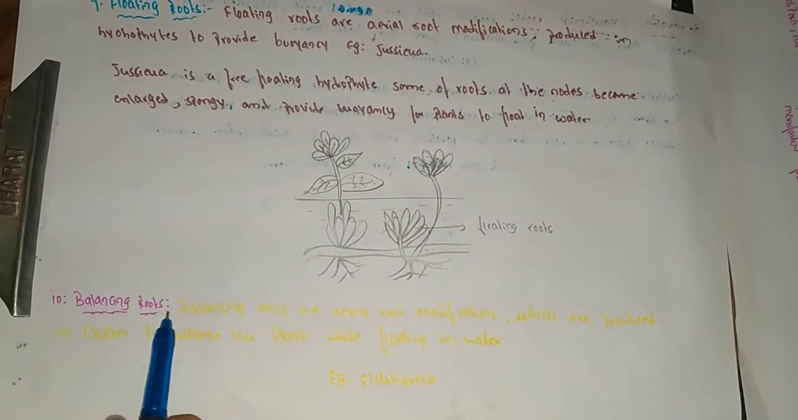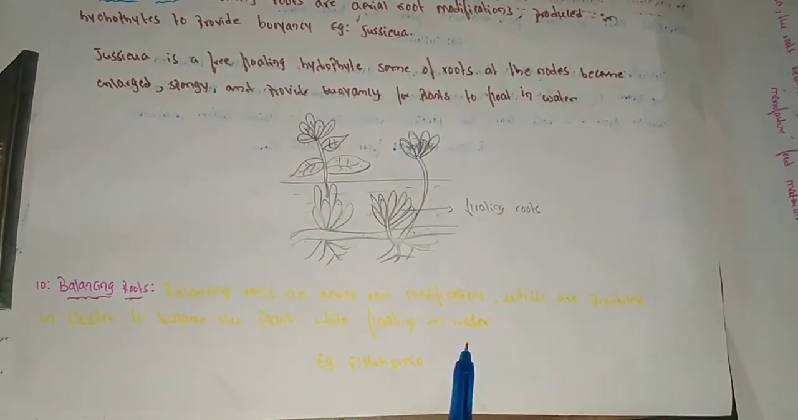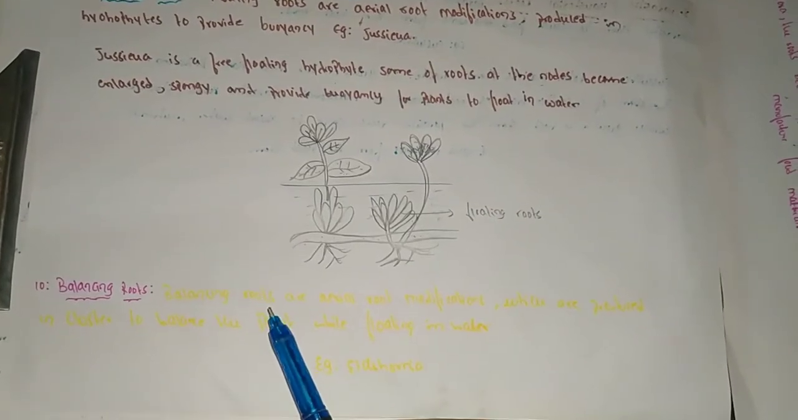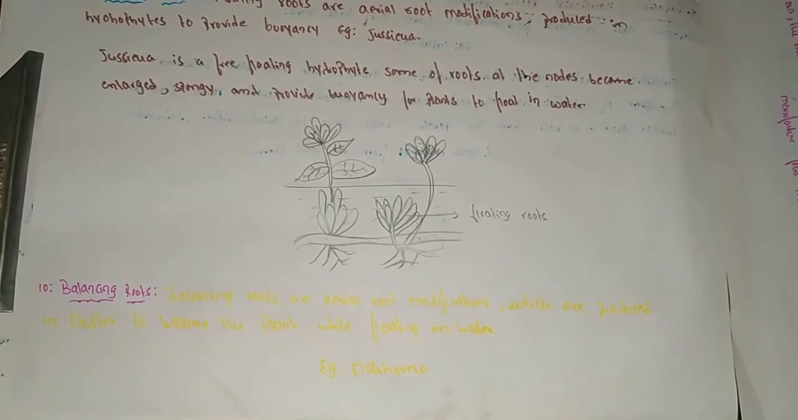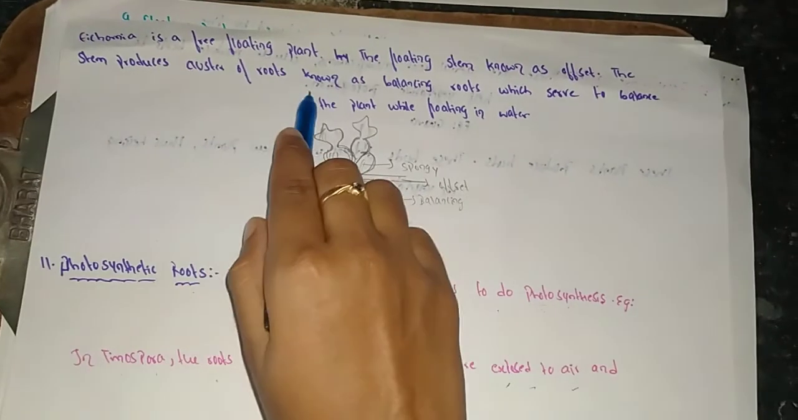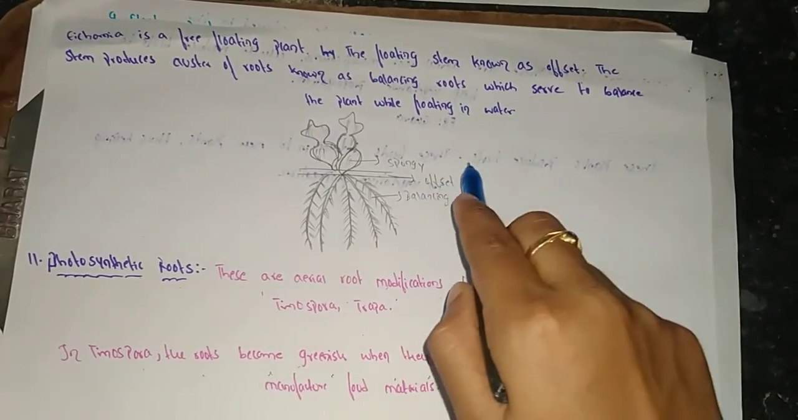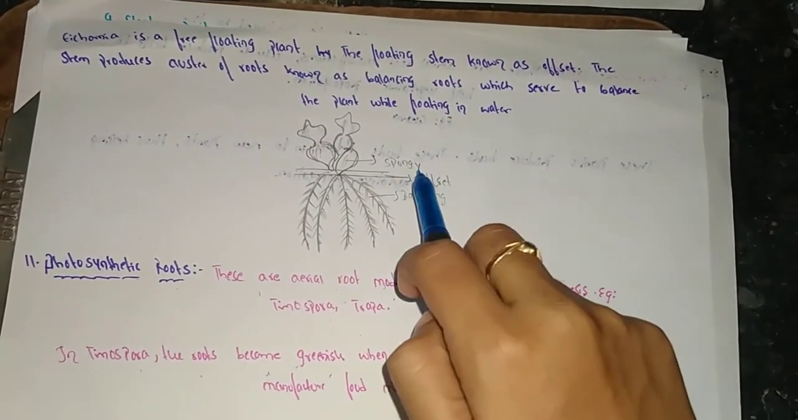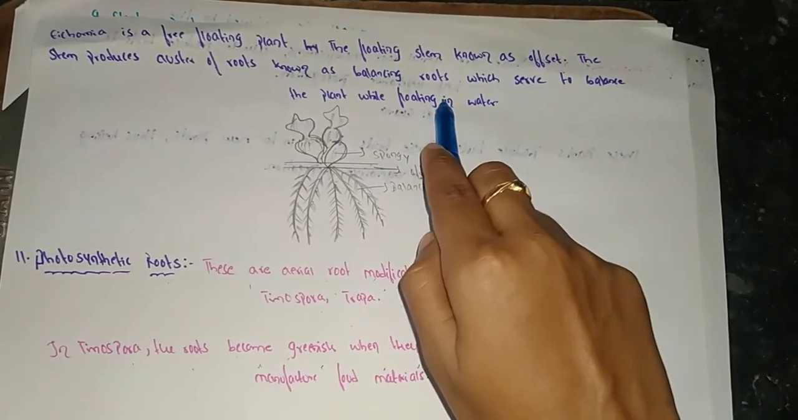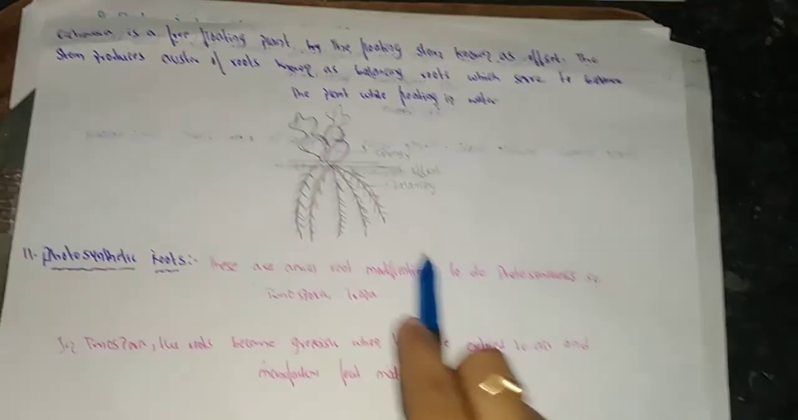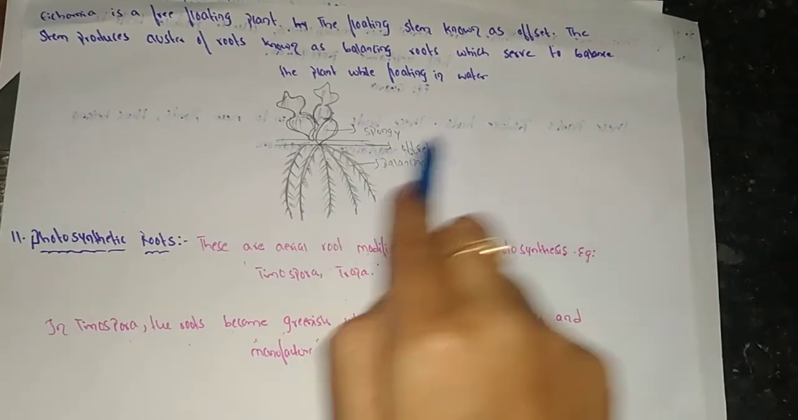Next type is balancing roots. Balancing roots are aerial root modifications produced in clusters to balance the plant while floating in water. They are arranged in a group. Eichhornia is a free floating plant. The stem of this plant is called an offset. It produces a cluster of roots, a group of roots known as balancing roots. They help to balance the plant while floating on water.